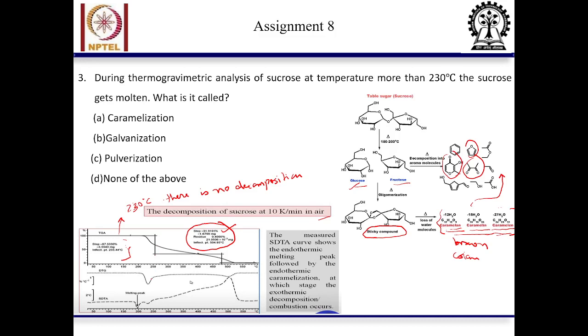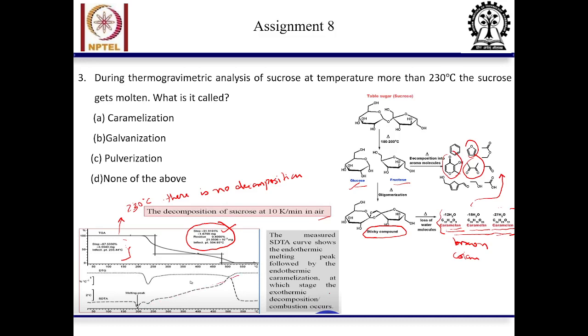So if we see the DSC curve, what is happening? Your sucrose will first melt here, and then this is the caramelization process, and it will keep on increasing. This melting is an endothermic process, but this caramelization is an exothermic process. That's why your temperature will keep on rising up to 500 degrees.